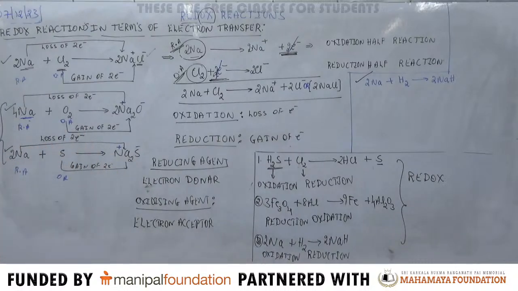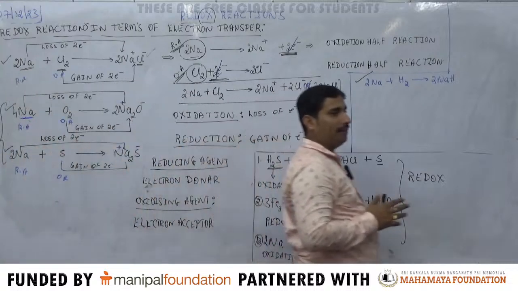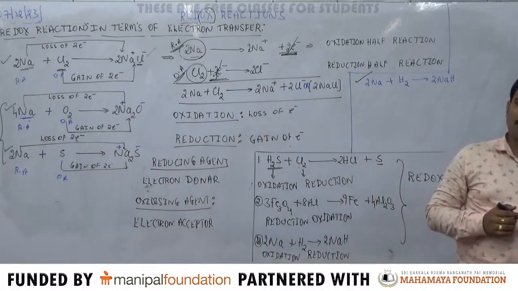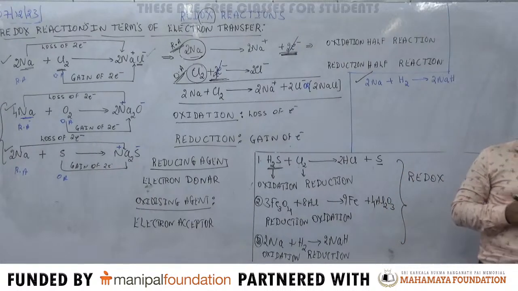Here the question is, justify the reaction is a redox reaction. So you don't have the option that it is not a redox reaction. You don't have the option to say it is not a redox reaction. You have to justify it is a redox reaction.